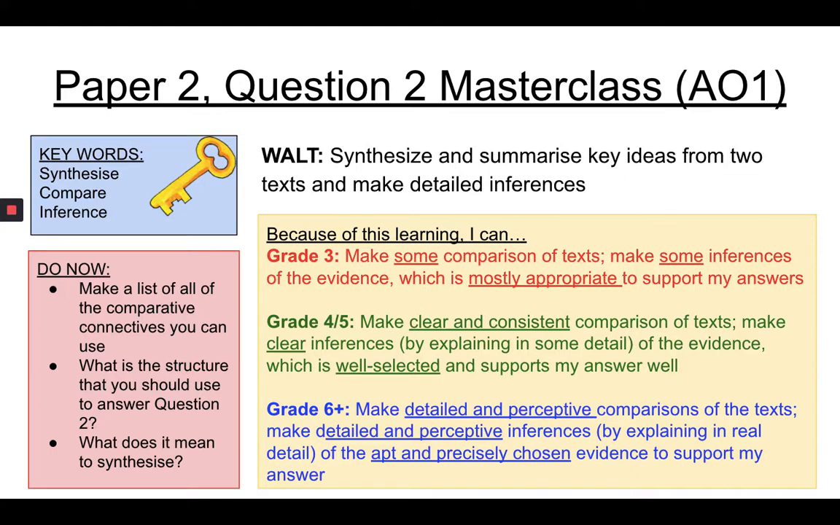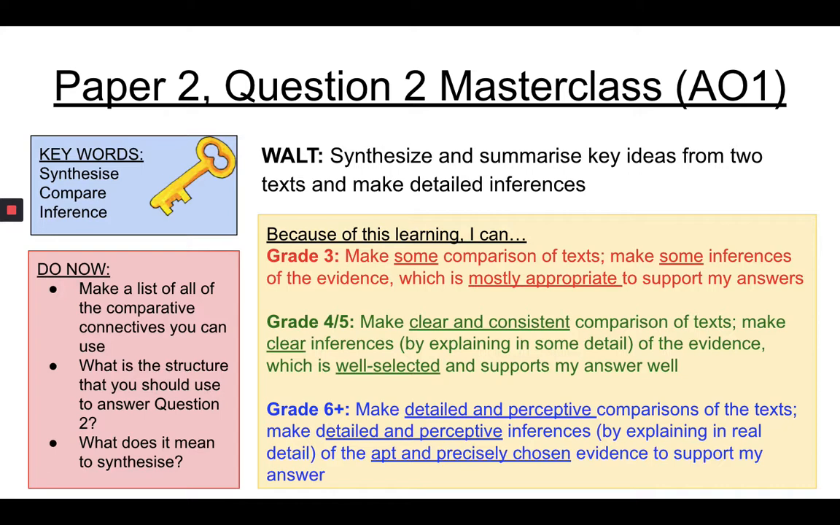So some of you may just need to get on board with a grade 3. Some of you will have a target grade of a 4 or 5, where you need to make clear and consistent comparisons of the texts, making clear inferences. And what the exam board mean by clear is that it's well explained, okay? You don't just say something really brief like, it's really cold. You say it suggests it's really cold because the people can see their breaths and they need heavy coats to keep them warm. That is a clear comparison and a clear inference as well.